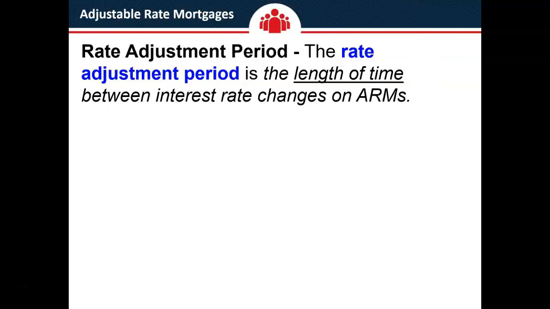Now, make sure you understand the term rate adjustment period. The rate adjustment period is simply the length of time between the times that the rate is going to adjust, however it was set up. Was it set up to adjust every 6 months, every 6 years, every 2 years, every 3 years? Whatever that period of time is, it's called the rate adjustment period.